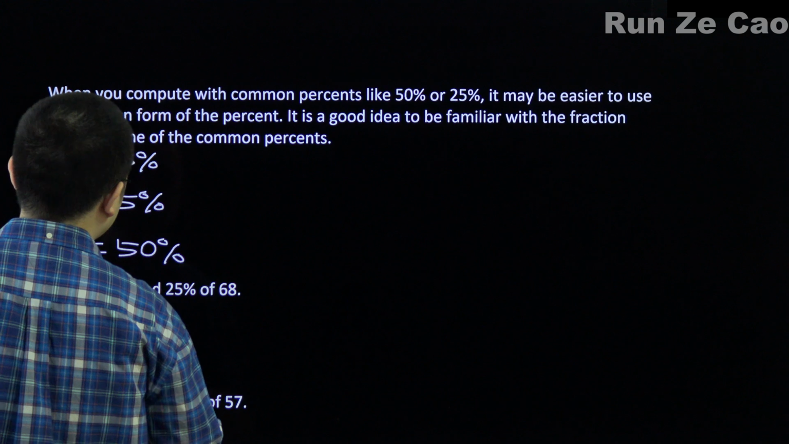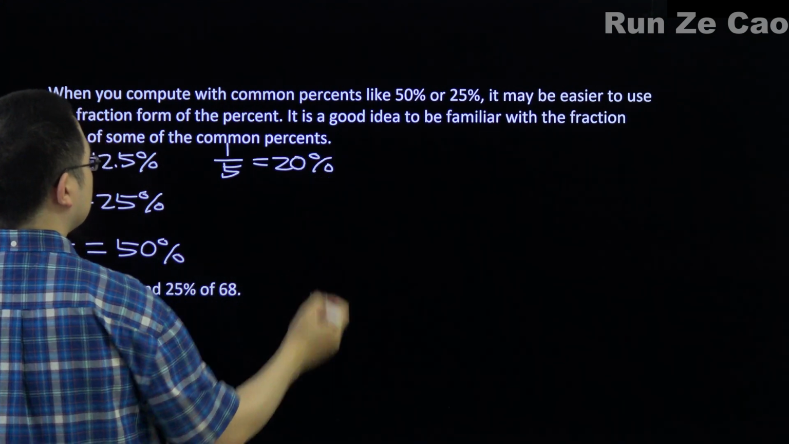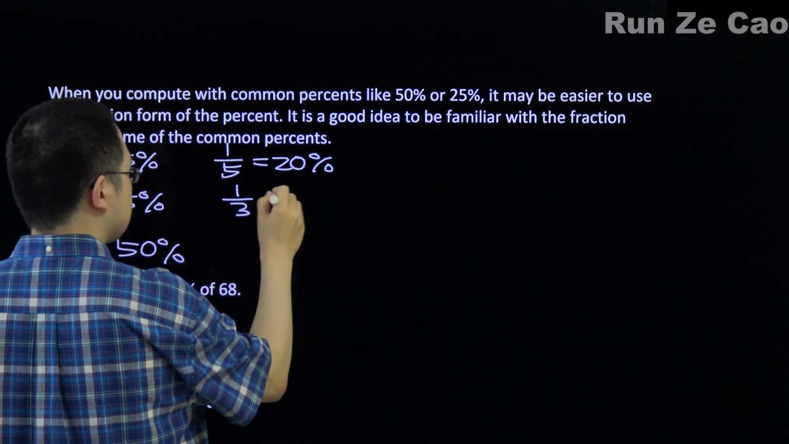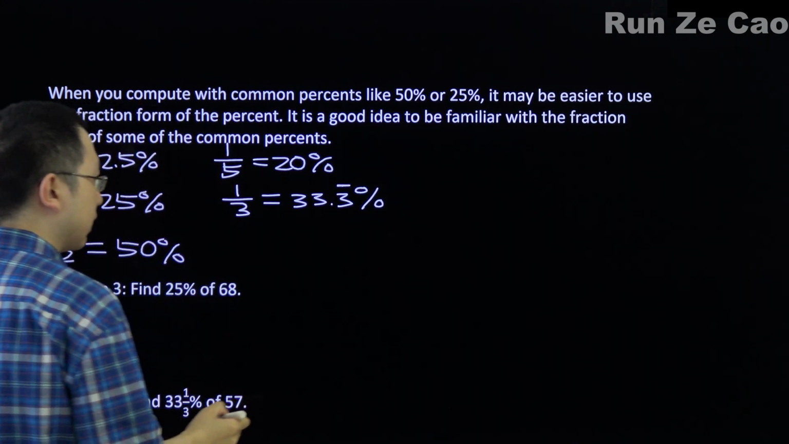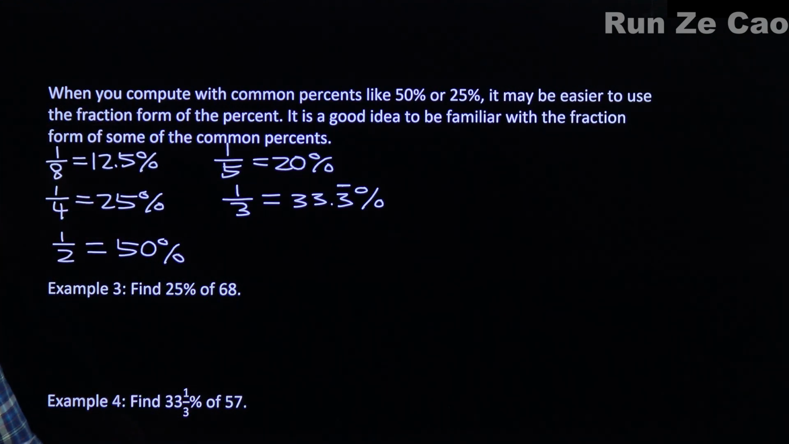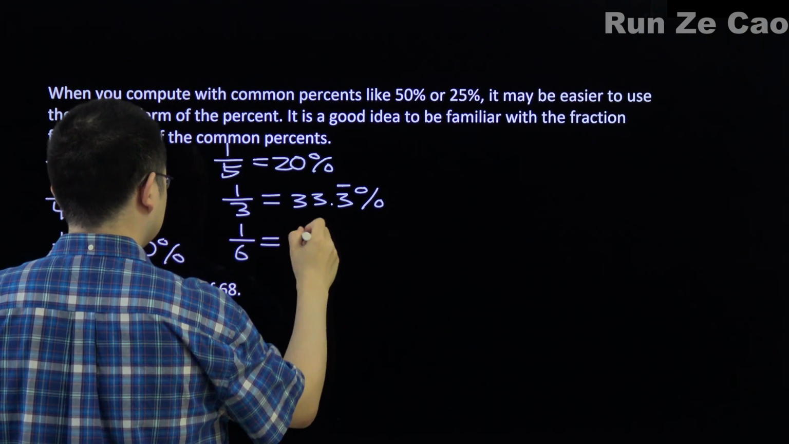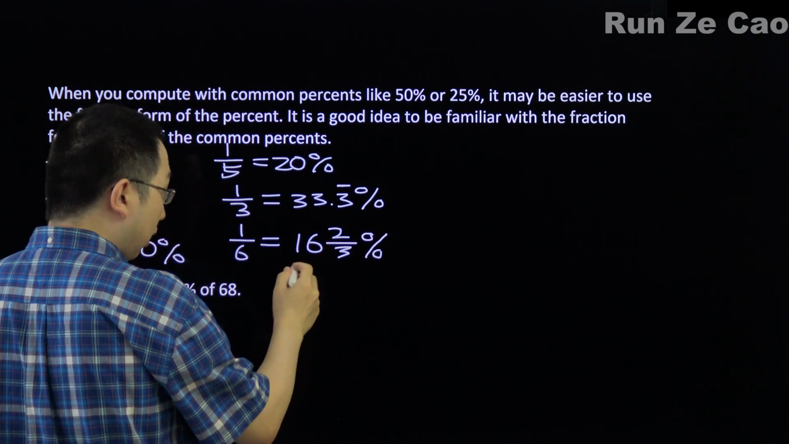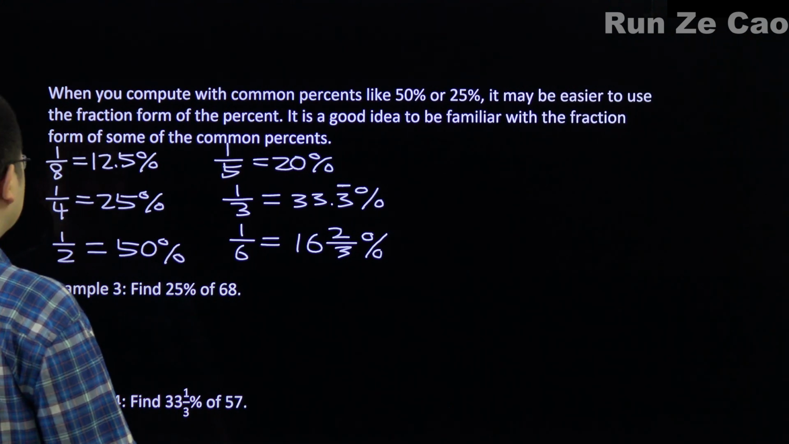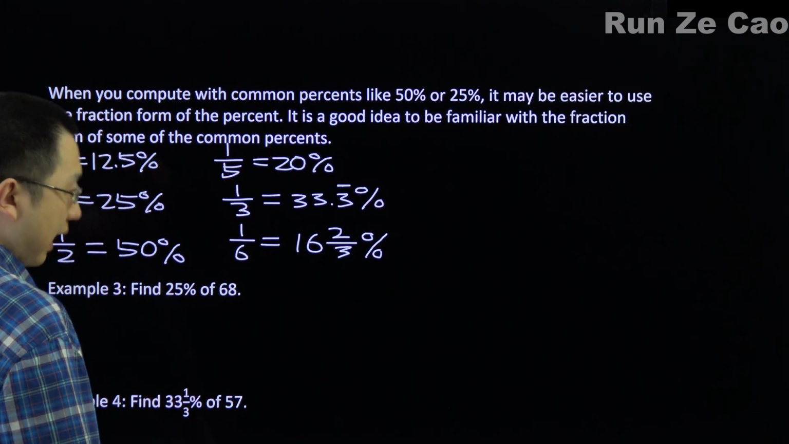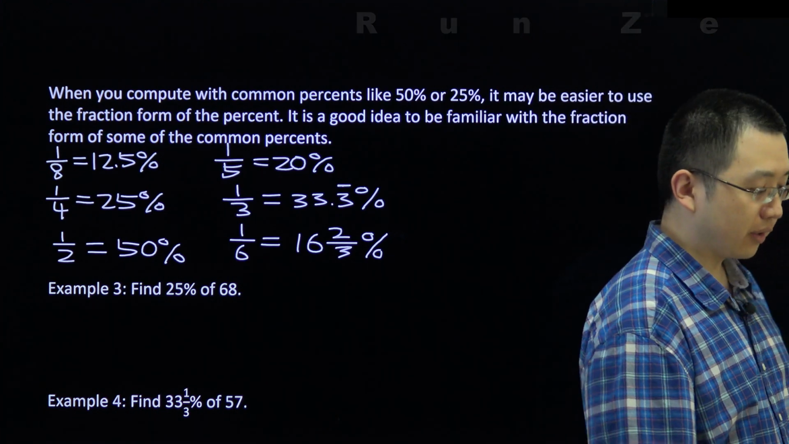87.5%. 3/4, 75%. And then you got stuff like 1/5 is equal to 20%. 1/3 is equal to 33.3 repeating percent. Or, alternatively, you can have it as 33 1/3, like shown here. 1/6 is 16 2/3, or 16.6 repeating percent. Right. And then, of course, there's 1/10, 1/20th, 1/25th. Yeah. So those are pretty straightforward.